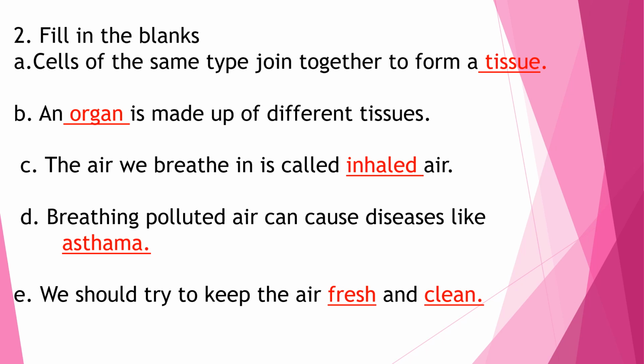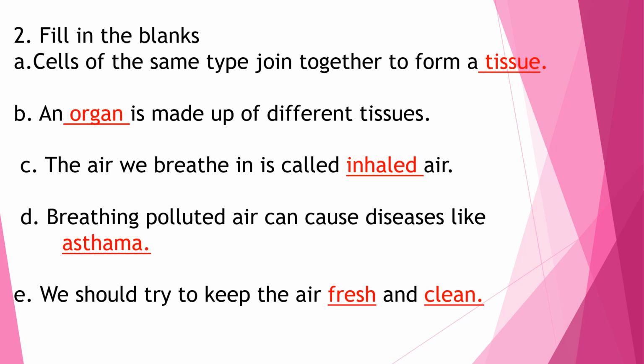Then B, dash is made up of different tissues. Children, we have learnt that cells of the same type join together and form tissues, right? And when two or more tissues are operating together, they form an organ. Organs are two or more tissues operating together. Okay, so when different tissues are connected together, they form an organ.